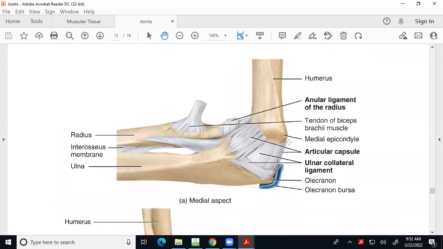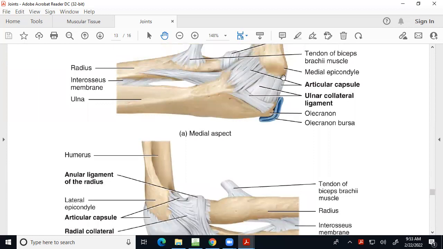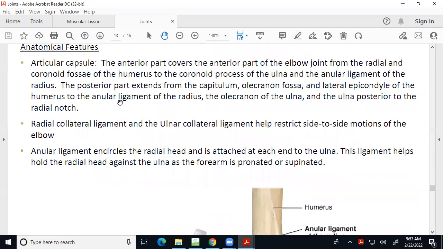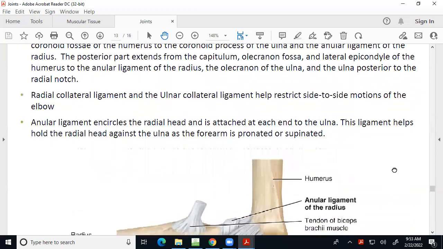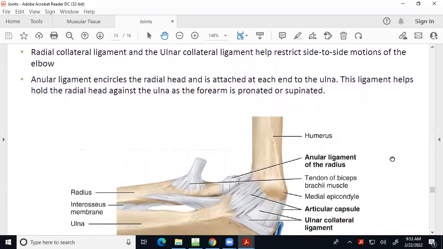Now down here at the bottom, we've got a medial view, so looking at the inside of the elbow, and then a lateral view on the outside of the elbow. In both pictures, we get a good view of the articular capsule. So go ahead and highlight that. I'm not going to read through because it's very significant. Just know that the elbow has a very pronounced articular capsule.